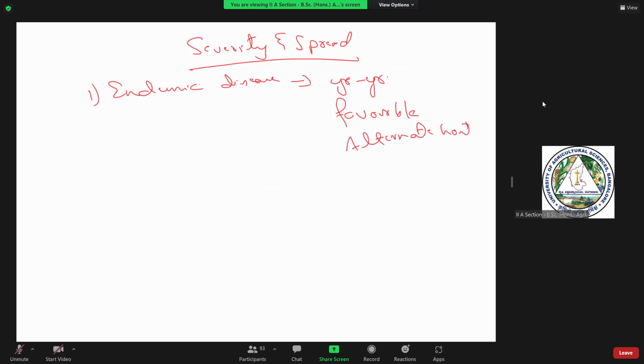The example for an endemic disease in case of plant diseases is the wart disease, which is caused by Synchytrium endobioticum. Synchytrium endobioticum is endemic. You can take the Udbatta disease of paddy, which is also an endemic disease.